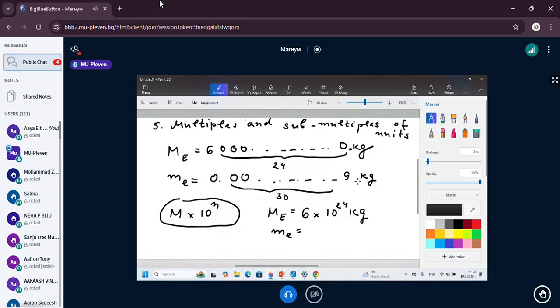So we need to move the decimal point to the right in the original number in the same way until a single non-zero figure is left. Thus we've got 30 positions here plus 1, 31, which means that we have to write 9 times 10 power minus 31 kilogram. So this is the mass of the electron, written in scientific notation.